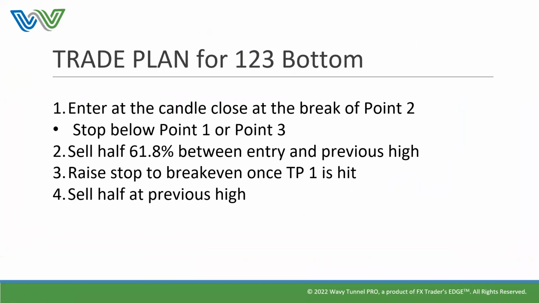So the trade plan for a 1, 2, 3 bottom, you can enter at the candle close at the break of 0.2. You can leave your stop below 0.1 or 0.3. You can sell half of your position, 61.8% between entry and the previous high. You can raise your stop to break even once the first profit target is hit, and then sell the second half of the position at the previous high. So that is a trade plan. And it's important for you to write out your trade plan, especially if you're a swing trader, to know when you're going to exit your position and if you're making money.